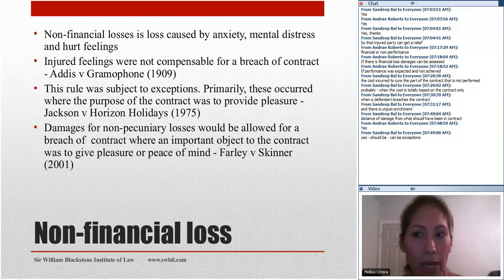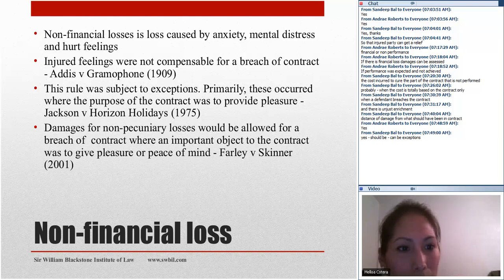Okay. However, this rule was subject to exceptions. The rule is that non-financial losses are not recoverable, but this rule was subject to exception. Primarily, this occurred where the purpose of the contract was to provide pleasure.